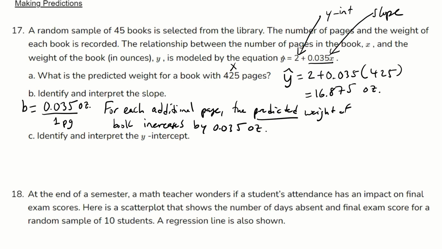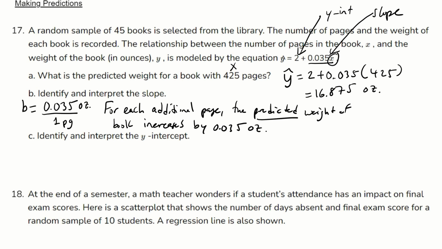Now we're going to identify and interpret the y-intercept. The y-intercept, remember, is when x is equal to 0. If I plug in 0, I'm going to get 2 for the predicted weight. So what that's saying is that if there's a book with 0 pages, then we would expect it to weigh 2 ounces based on the model.